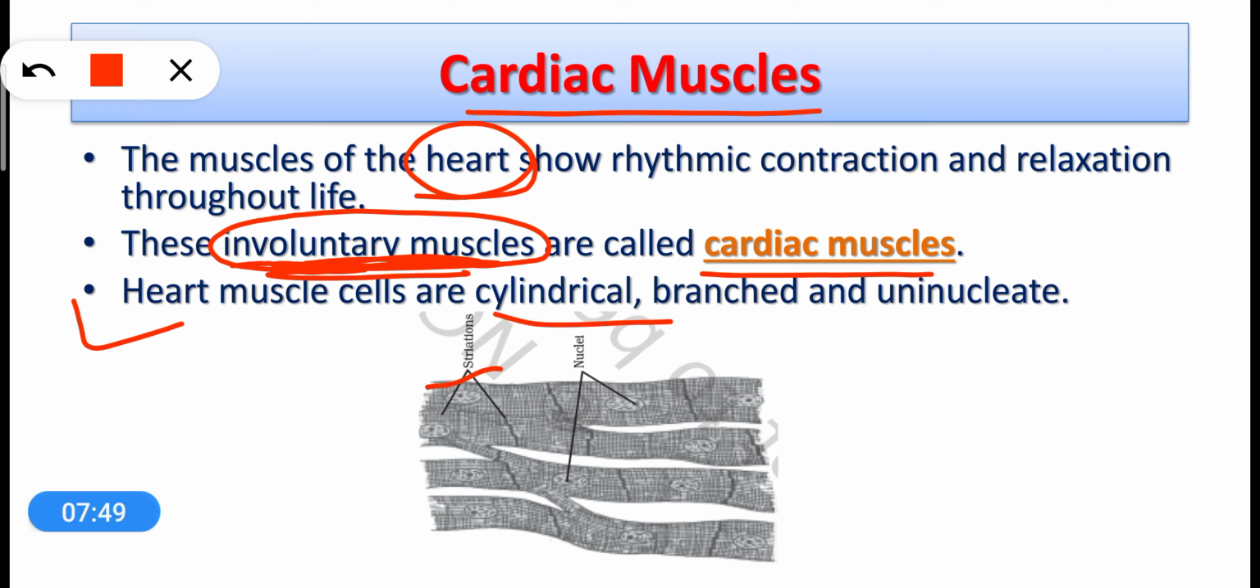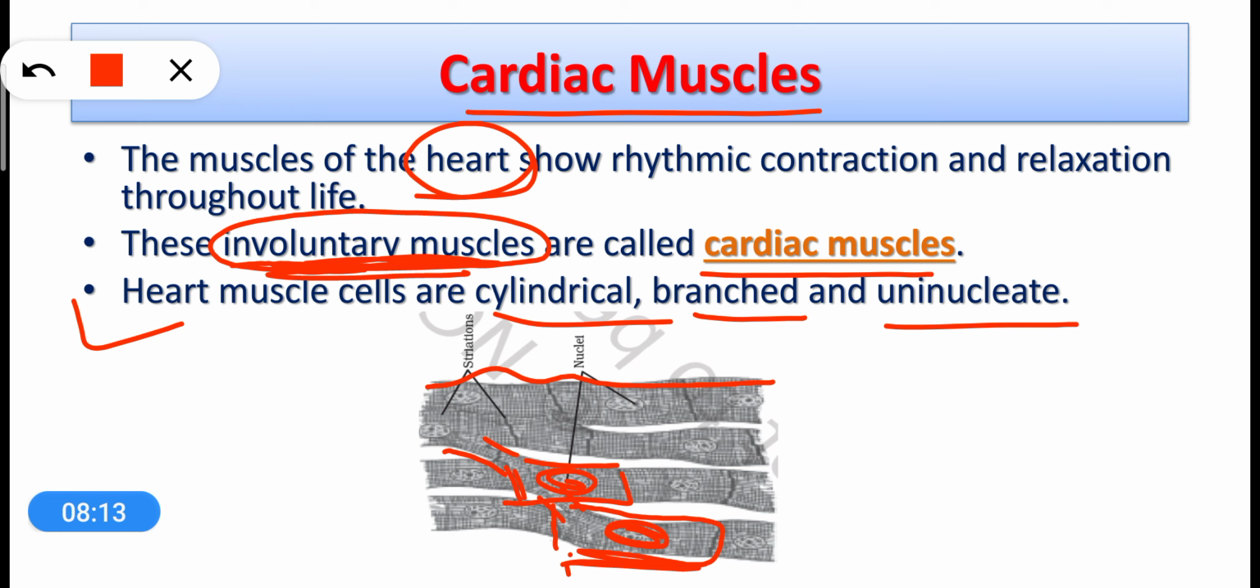Here you can see the cells are cylindrical, right? They are branched and uninucleated. Look at this whole cell. This cell is branched, cylindrical, and it contains only one nucleus. In the same way, this cell is also cylindrical, has only one nucleus, and is branched also. So here you can see that the cardiac muscle cells are branched, cylindrical, and uninucleated.